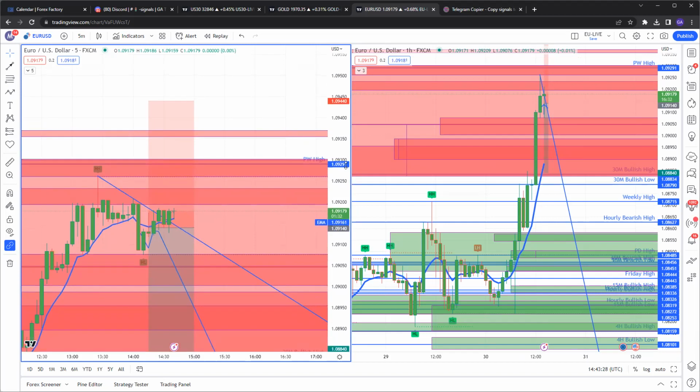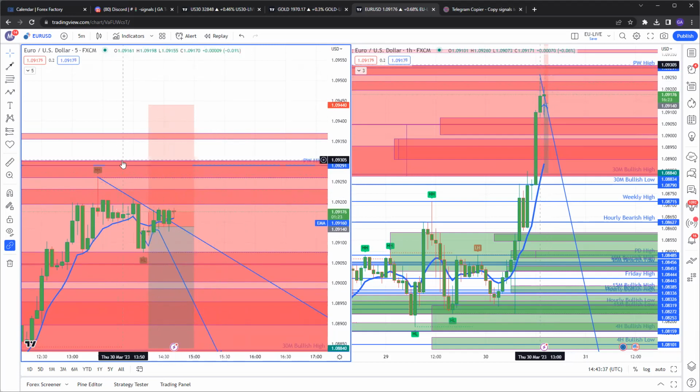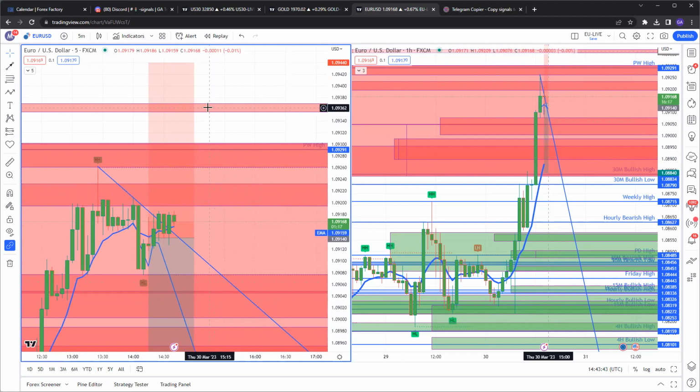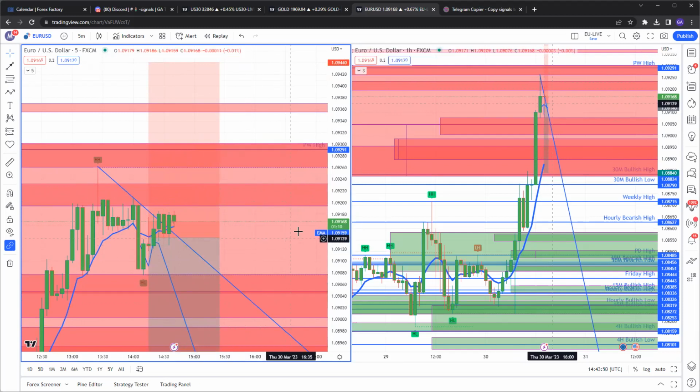The only reason I want to hold this trade is because I'm being protected by this supply zone within a supply zone, and the top of the overall supply zone, which is here. And then up here, we still have the previous weekly high. And then here we also have a minimal supply zone. So if not for those zones up there, I probably would be looking at closing this trade.